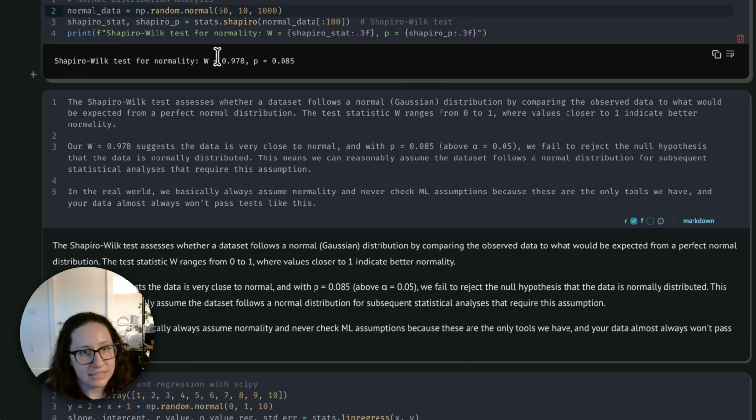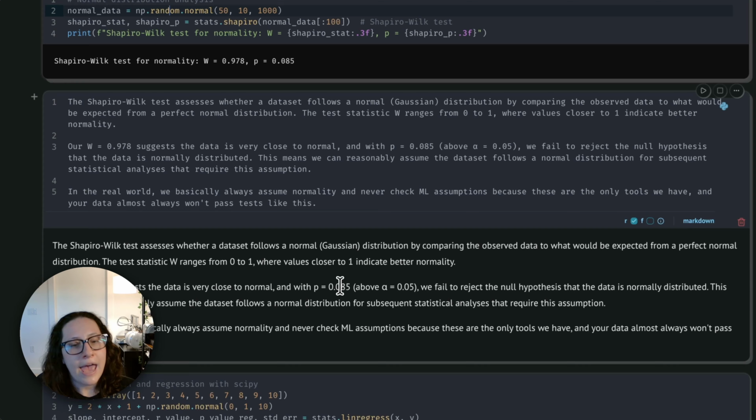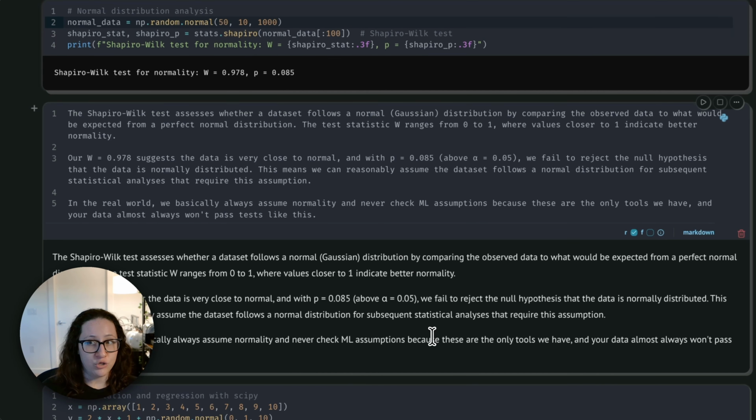So the W statistic is giving us a number very close to 1, because again, this data is following a normal distribution to the T. That's exactly what our results show, and our p-value is above the standard alpha of 0.05, so we fail to reject the null hypothesis that the data is normally distributed. And that means we can reasonably assume this data set is following a normal distribution for any statistical analysis that requires that assumption. So when you're being a good data scientist and you're looking at the assumptions of all the machine learning algorithms that you want to use, when you evaluate for normality, this is a really good way to do that. Not just looking at the distribution in a visualization, but genuinely testing that normality property.